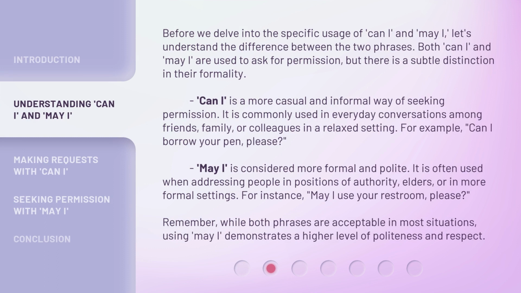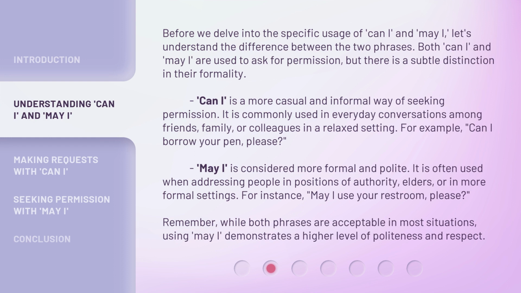Before we delve into the specific usage of can I and may I, let's understand the difference between the two phrases. Both can I and may I are used to ask for permission, but there is a subtle distinction in their formality. Can I is a more casual and informal way of seeking permission. It is commonly used in everyday conversations among friends, family, or colleagues in a relaxed setting. For example, can I borrow your pen, please?